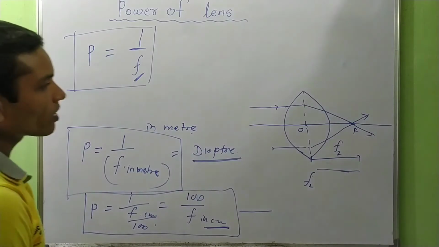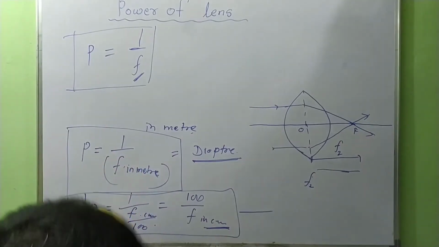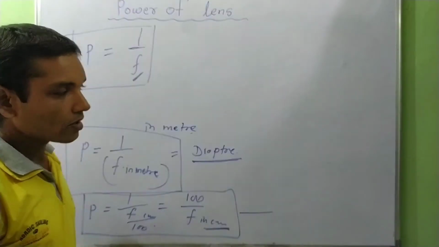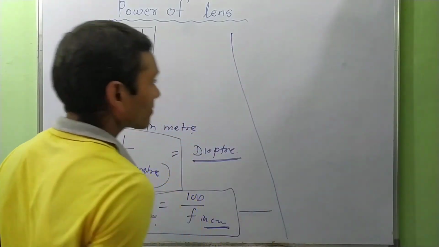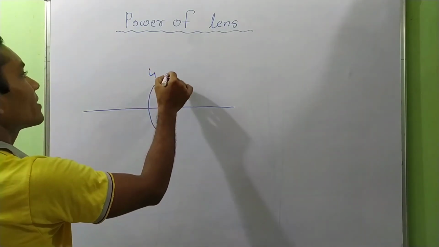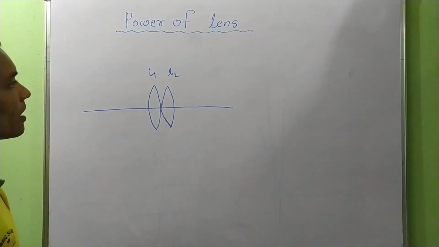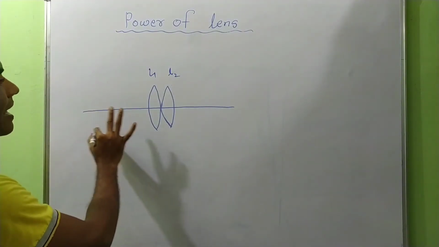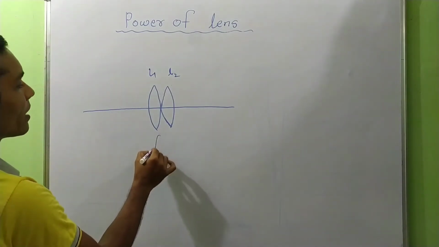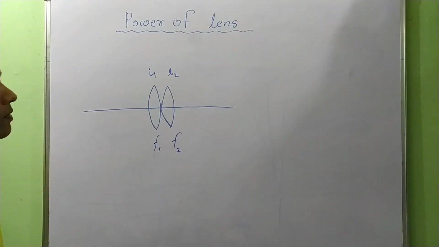There are two formulas for the power of a lens, so we can solve some numerical problems about the power of lens. If two lenses are given here, let this be the first lens and this the second lens. These are in contact, and the principal axis will be common for each lens. Let the focal length of the first lens be f1 and the focal length of the second lens be f2.